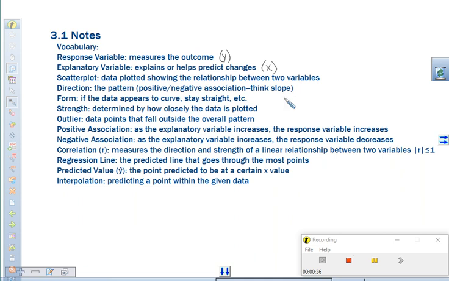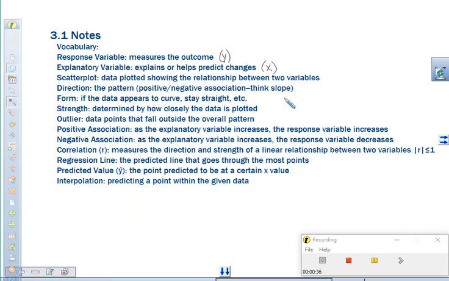Positive association is the explanatory variable, or as X increases, the response variable increases. So just think back to positive slope, as X increases, Y increases. Negative association is the explanatory variable increases, the response variable decreases.